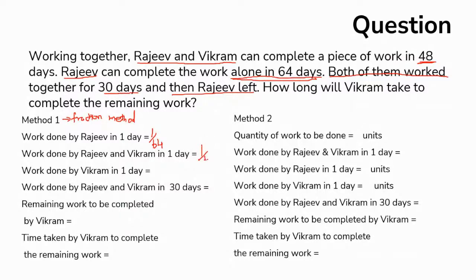Work done by Vikram in 1 day, how much? We don't know that. So how do we calculate it? For this, from Rajiv and Vikram's work together, we try to subtract Rajiv's work. So obviously we will end up with Vikram's 1 day work. So it will be 1 by 48 minus 1 by 64.